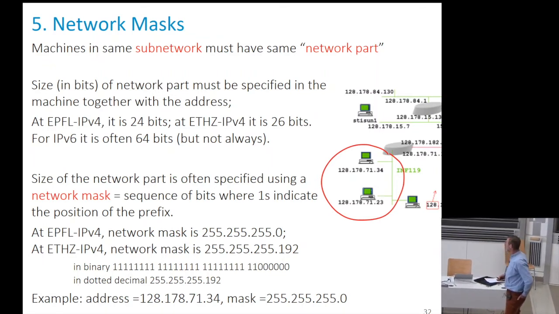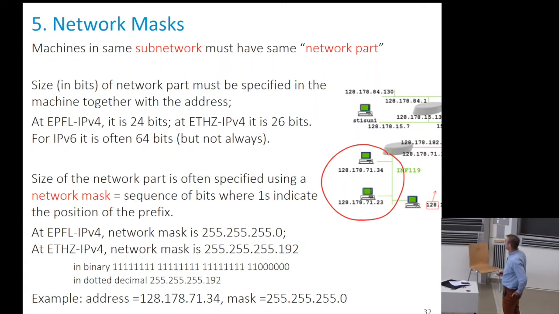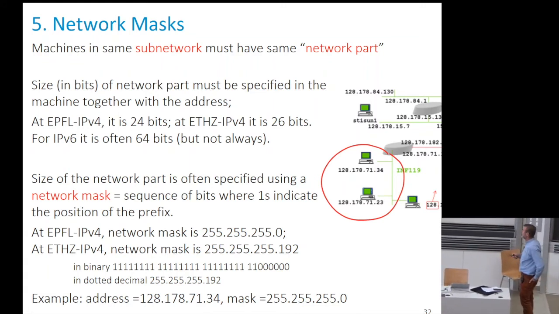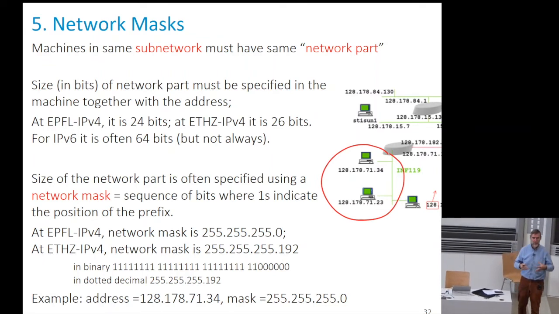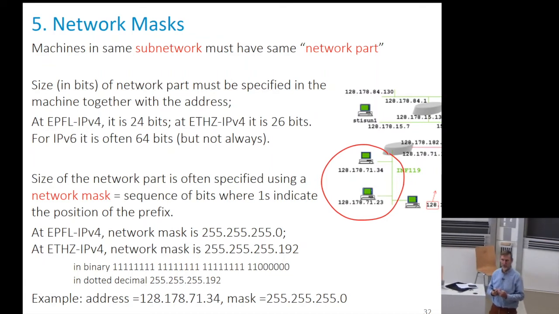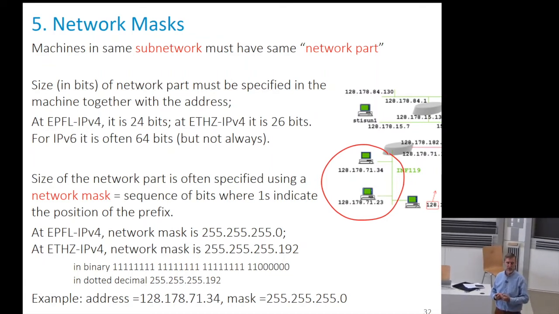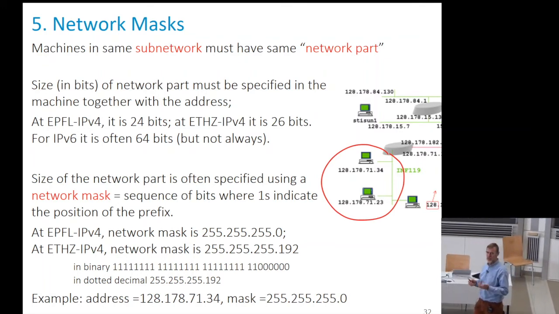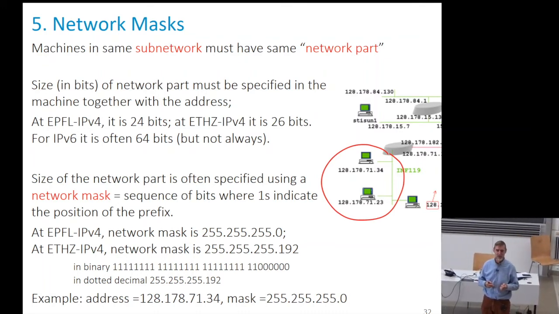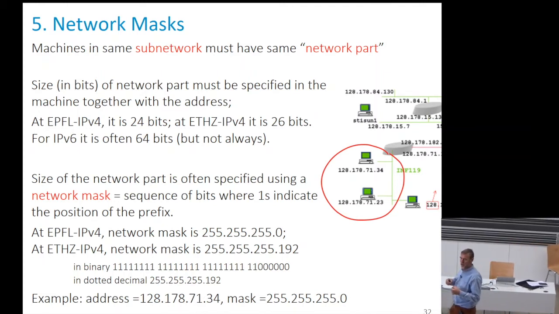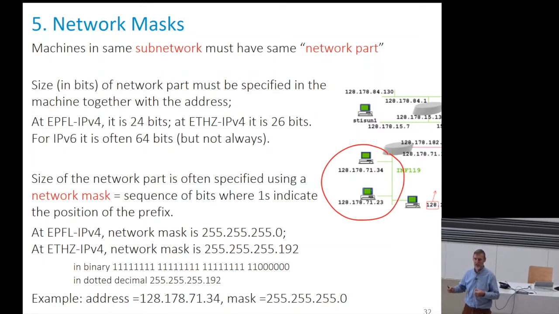Let's go back to the basic principles. We've been exposed to masks already, so this is a repetition of what we've seen already. In order to work for IP, a host needs to know a number of configuration information. One of them is what subnetwork it belongs to. Why does it need to know that? Well, because of IP principle number one. IP principle number one says, if you want to send a packet to a destination, if it's in the same subnetwork as you, you should send it directly. If it's not in the same subnetwork, you should send it to a router.